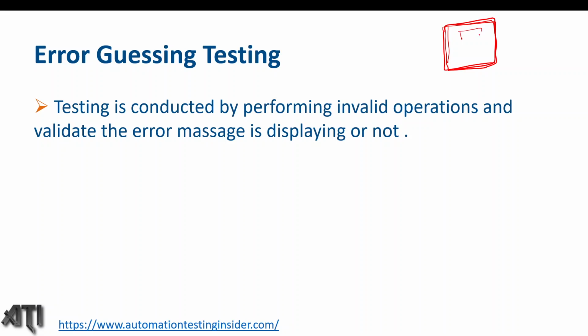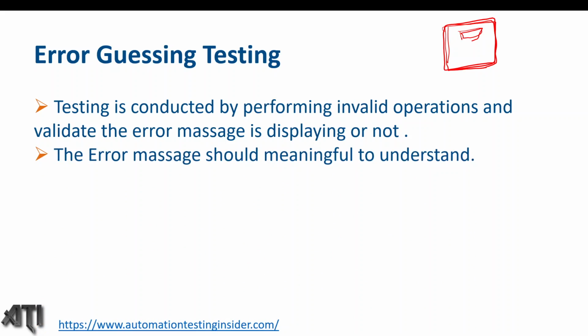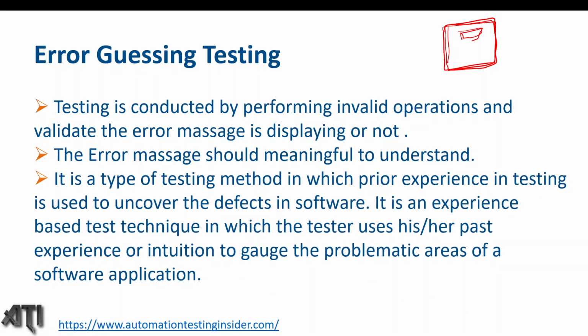You will assume in any application what the invalid operation is when I perform it, and what error message I should get, right? So it's based on error guessing. You are guessing the error, like if I perform this action, I should get a particular message. The error message should be meaningful to understand. So when we perform some operations, valid or invalid, generally invalid operations based on this testing technique, we should get a proper error message.